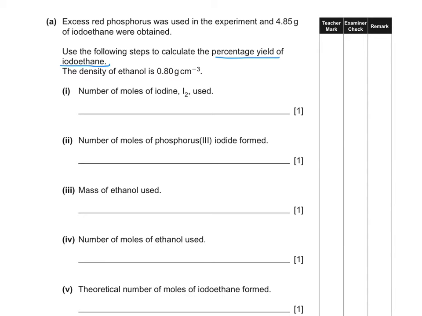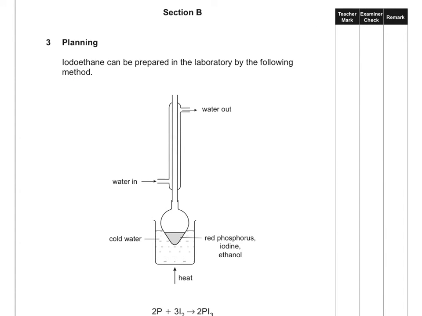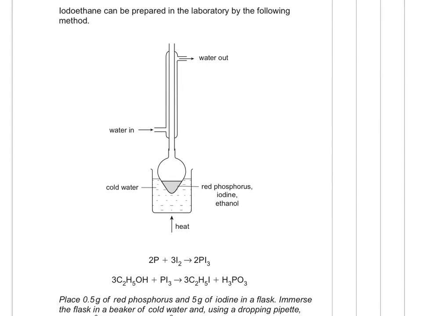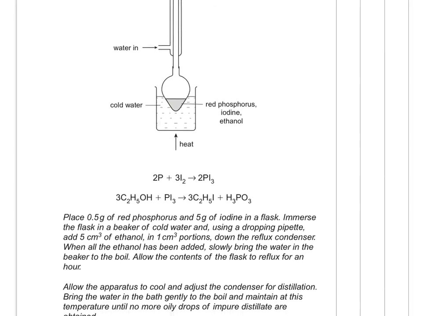So all the information is here, and also you've got your 4.85 here, which we'll use for our final percentage yield calculation. But we've also got some information on the previous page, so just be careful that you always read the previous page. So we'll go back to that now. As I say, just be careful that you've got all the information, even if it's on a previous page. So we've been given the method for preparing iodoethane.